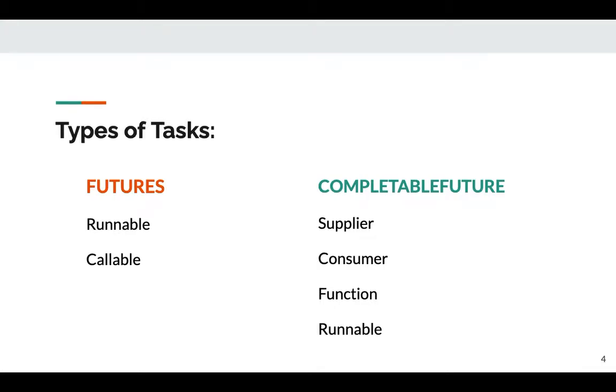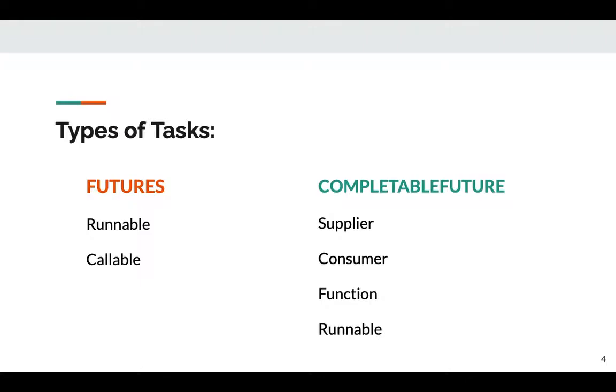So in futures, we could pass runnable and callable types of tasks only. In completable futures, by contrast, we have the supplier first, which denotes a functional interface that can be used to supply values. Usually, we use the supplier at the beginning of a pipeline to supply values we want to work with in later stages of the pipeline.